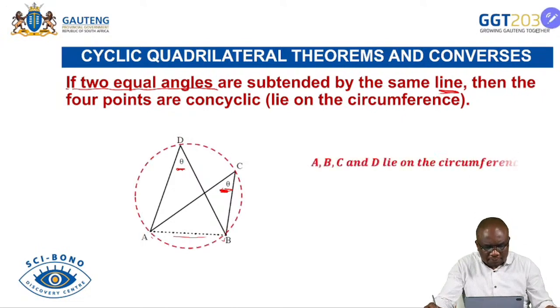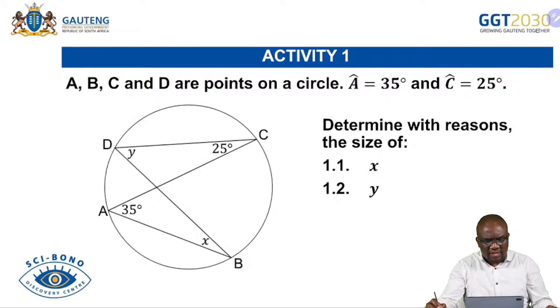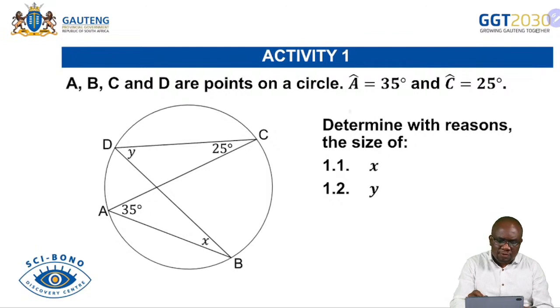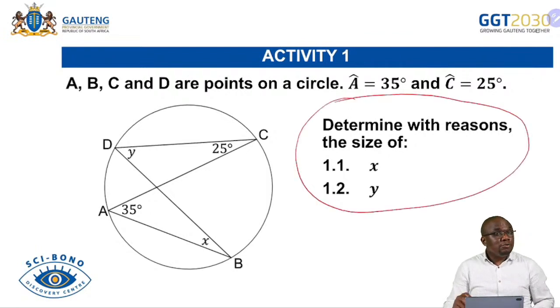Now, let's move on. So, A, B, C, D lie on the circumference, meaning they are concyclic. Right. Again, I'm going to give you an activity using what we've just discussed. Okay? Using what we've just discussed. A, B, C, D are points on a circle. Okay? A is 35 degrees. C is 25 degrees. I don't want you to look at this now. I want you to look at the information and the diagram and fill in the angles as much as possible.